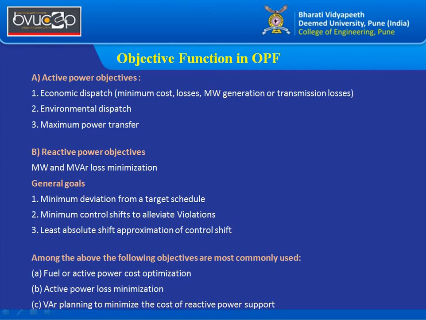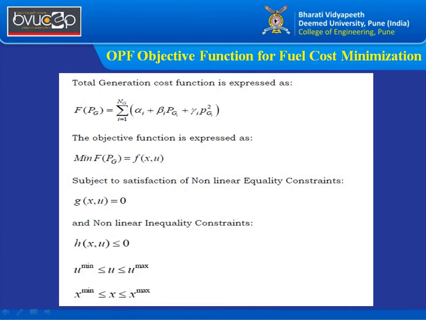Now, out of these two major categories, active and reactive power objectives, what we are going to majorly focus on is the economic dispatch point of view, with equality and inequality constraints, with loading and unloading conditions. For that we are going to require fuel or active power optimization, second is active power loss minimization, and the third is reactive power minimization, to the cost of reactive power support. This is going to be a very useful part. So let us see one by one.